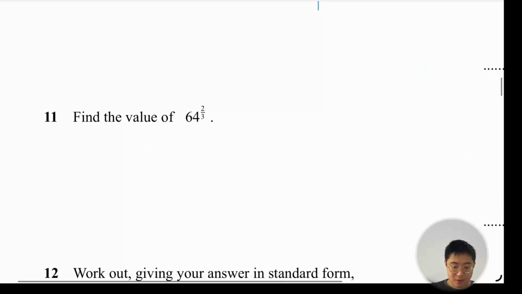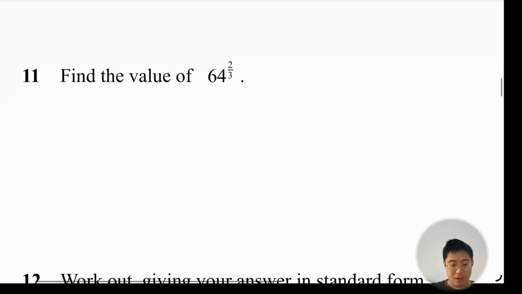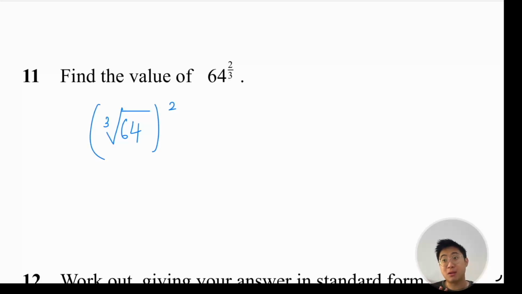Next, find a value of this. Okay, this is a very famous question. They love to give you a power, and the power is normally a fraction. I'd like to do the denominator on the power first, because that just means take it to the root of whatnot. So it's 64 cube root, because you see that 3 on the bottom? Yeah. And you do the cube root, and the 2, the power 2, the square did not disappear. You can see it's still there. I wrote it on the outside.